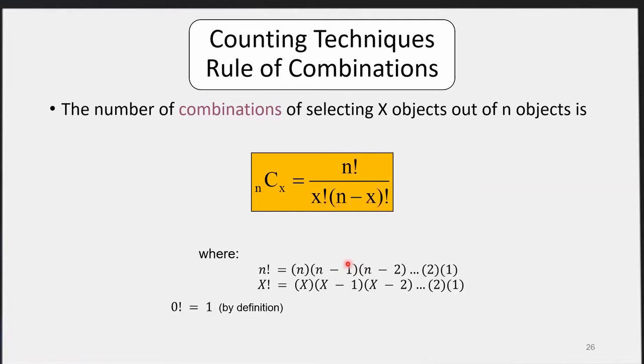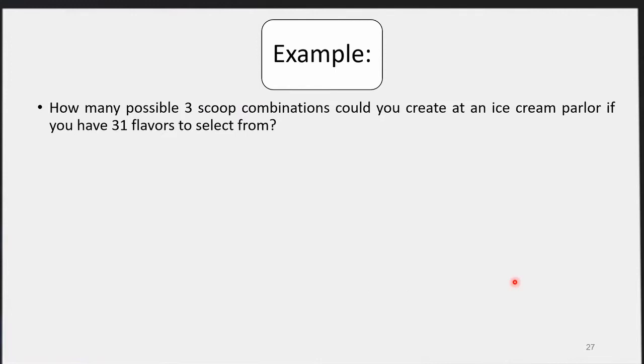Now what is n factorial? N factorial is given by n times n minus 1 times n minus 2 times up to 1. Substitute n by 5. So you have 5 factorial. How would you write that? 5 into 4 into 3 into 2 into 1. Likewise. So let's look at a very basic example.